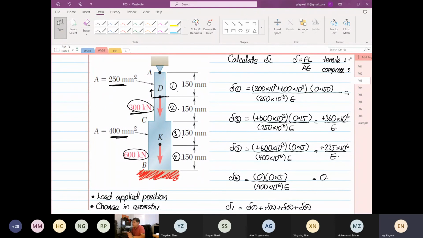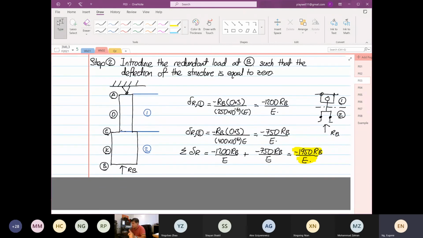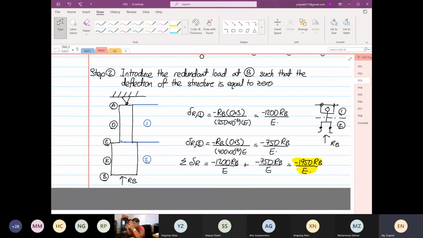When it is the applied load, you divide it into 4 sections. This is because of the applied load and the change in geometry. For the redundant load, you only need to divide it twice. It's only because of the change in geometry, but both of them are going to feel the same redundant load at RB. Is that always so? Sorry, that's not always though. That's just for this example. But what I'm trying to tell you is, due to the applied load and redundant load, don't always assume that you divide the section the same way.